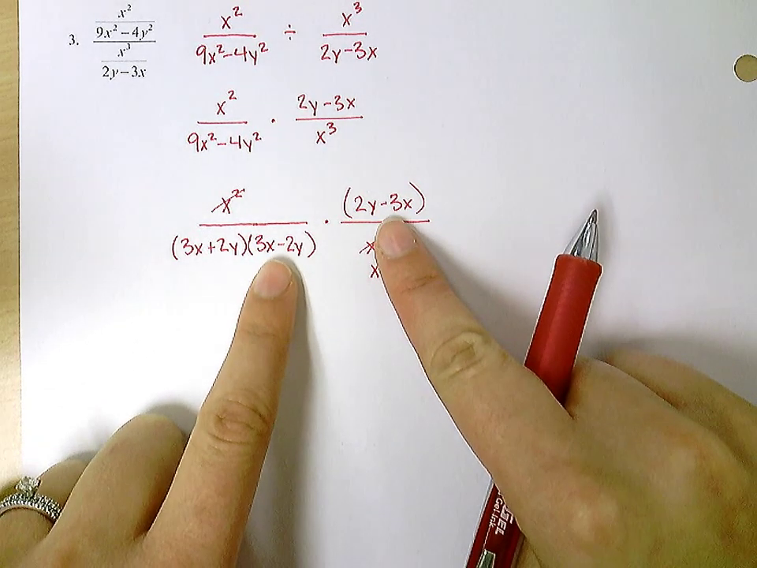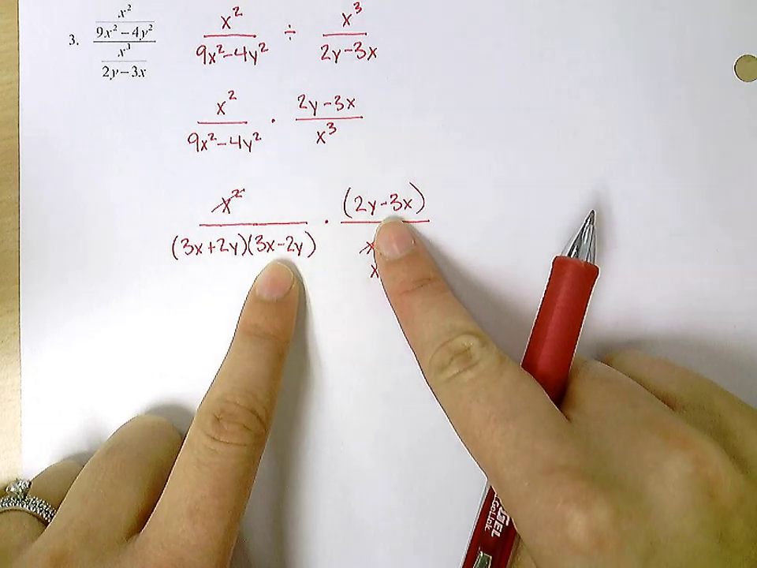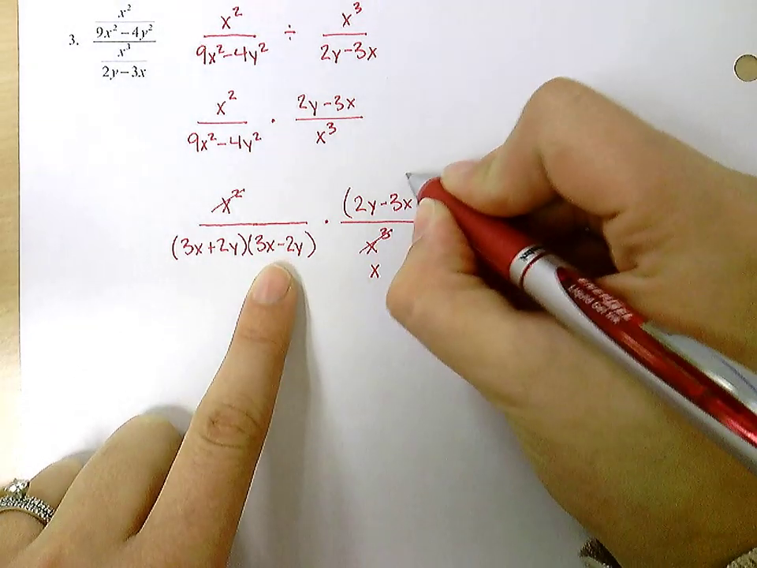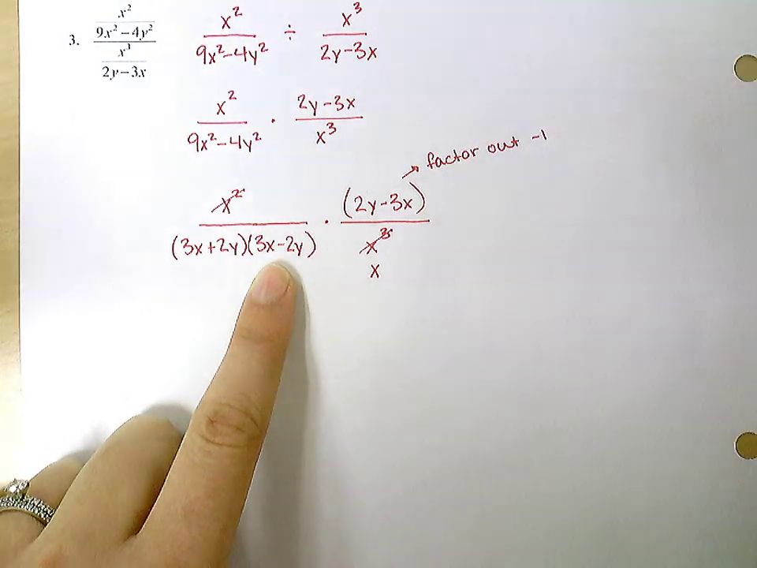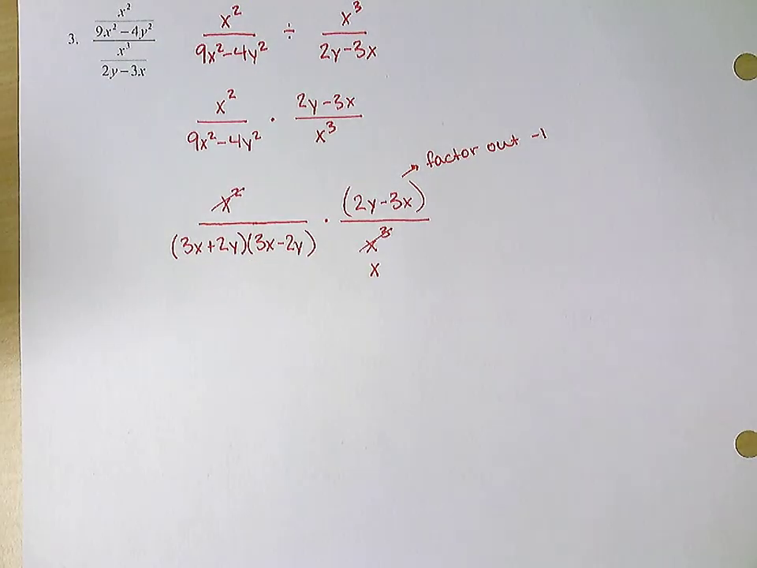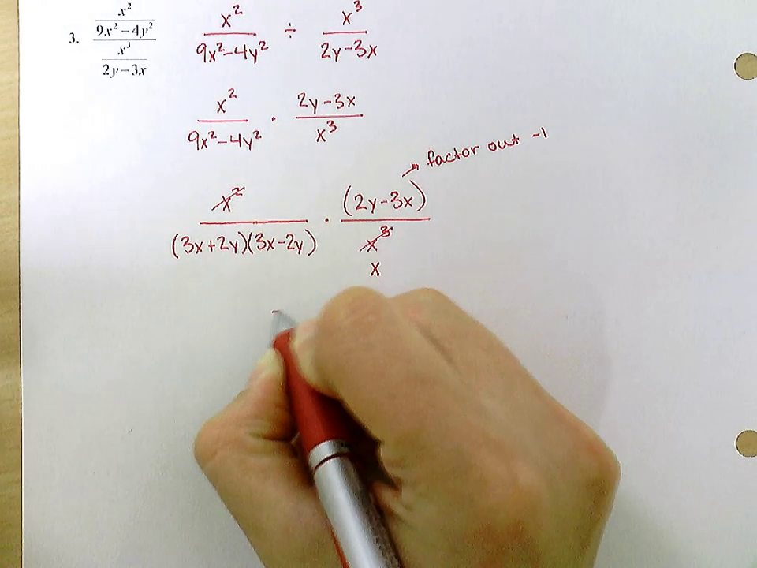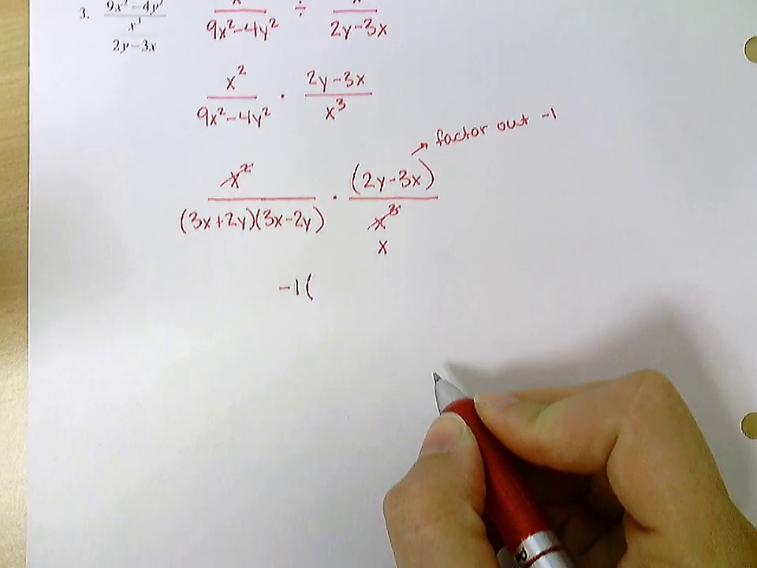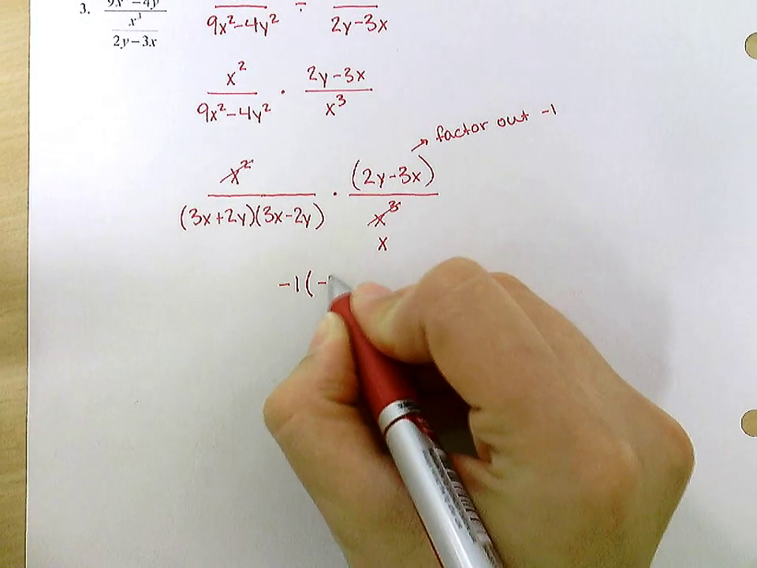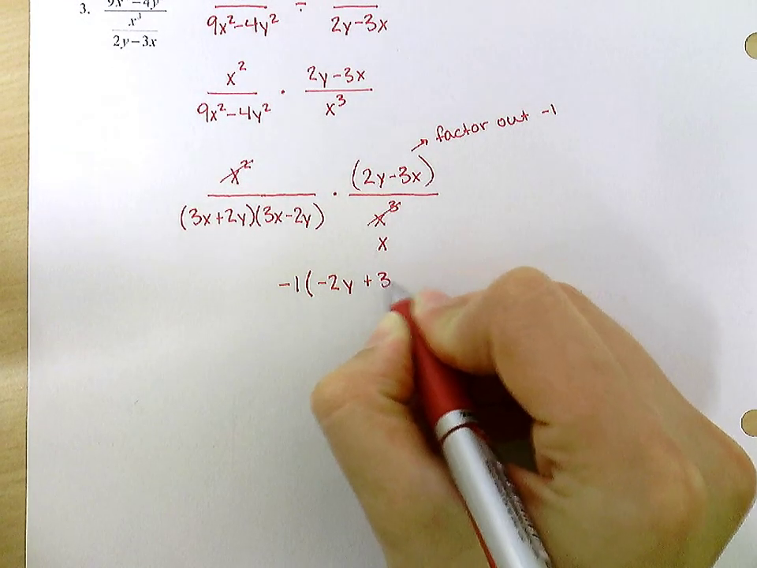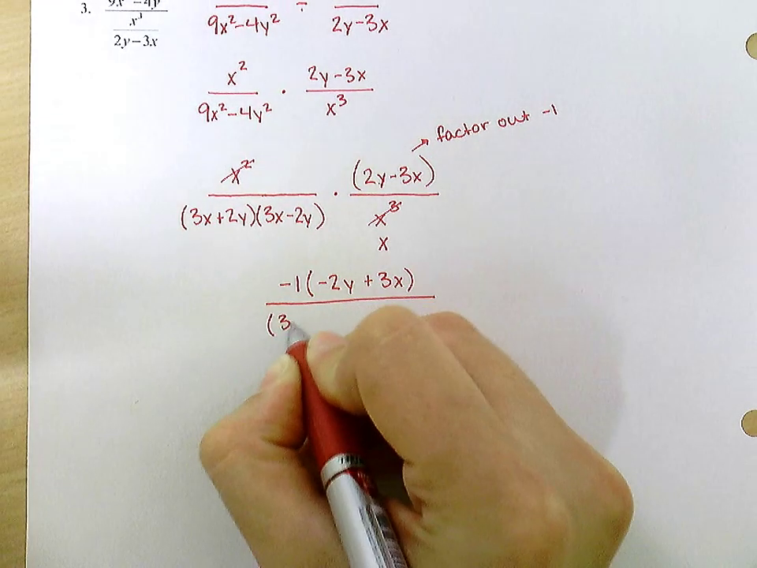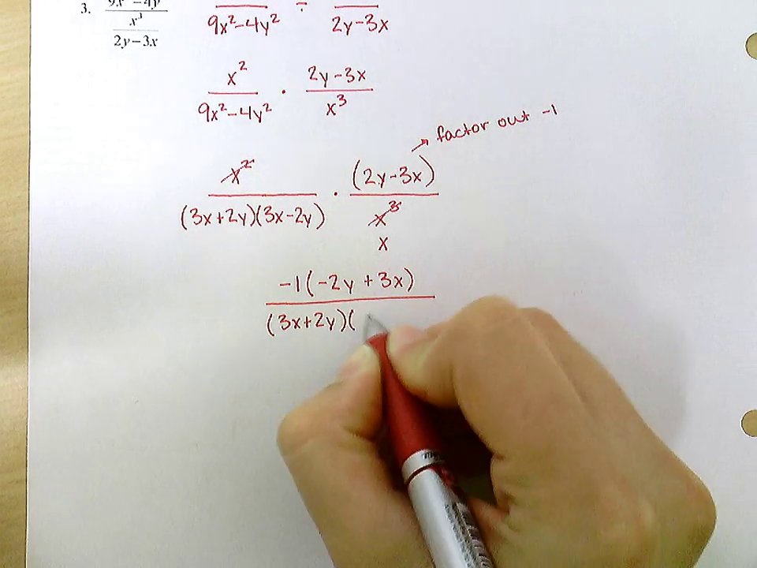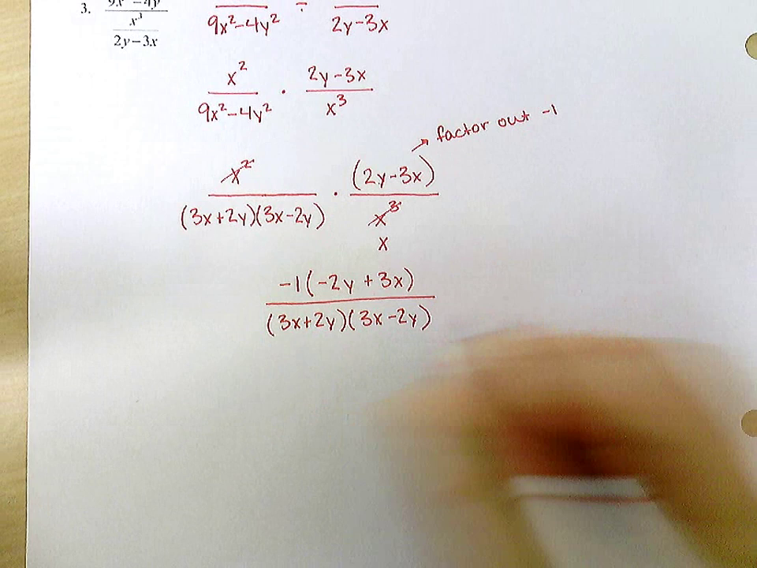So these ones look similar, right? Just like we had before. So they're not quite the same. So again, we need to factor out -1. Okay, so we want to factor out that -1 so that we can cancel out that quantity. So when I factor out -1, I change the signs on the inside. So now I have -2y plus 3x, okay, over 3x plus 2y times 3x minus 2y.